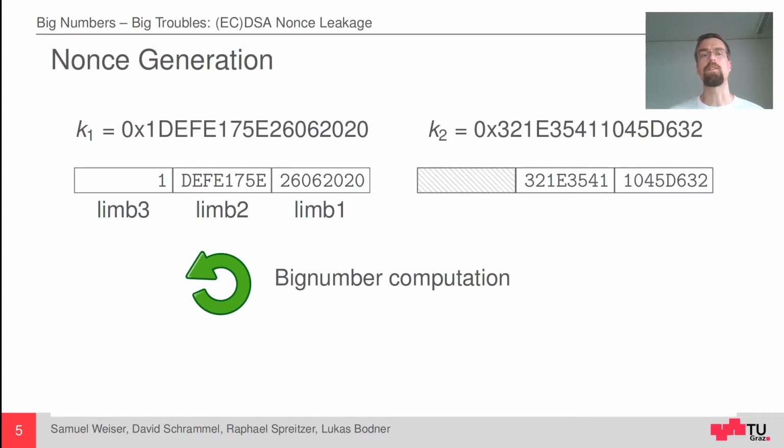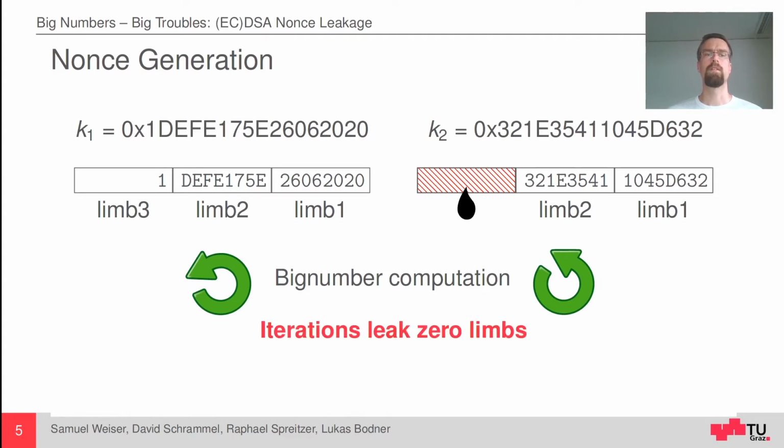So if OpenSSL now computes on K2, it will already abort after the second limb. The third limb is not accessed. So this creates a form of side channel leakage. By counting the number of iterations, we can learn the 0 limb of K2 here. And this can easily be done, this counting of iterations, for example with a Flush+Reload attack. One just needs to probe the right function which is used. And for key recovery, a simple lattice attack should suffice.